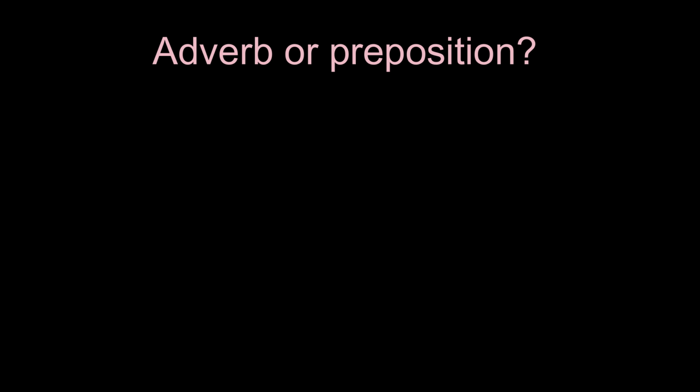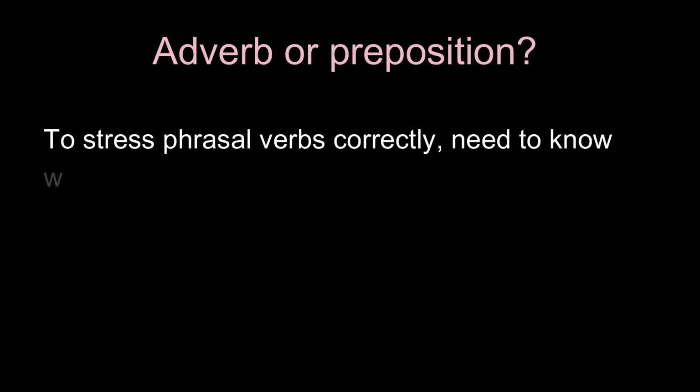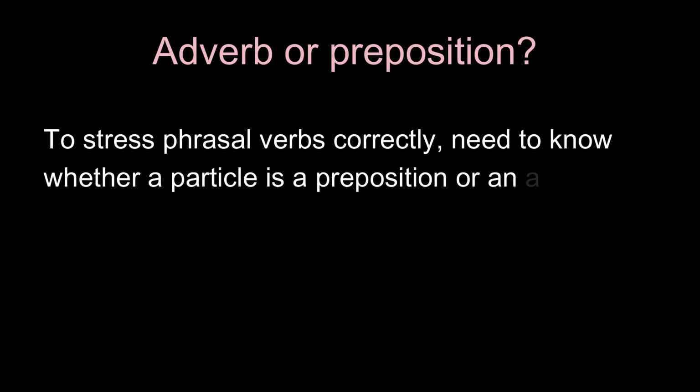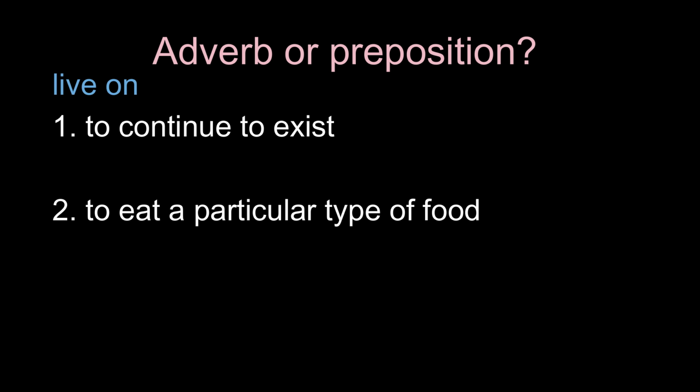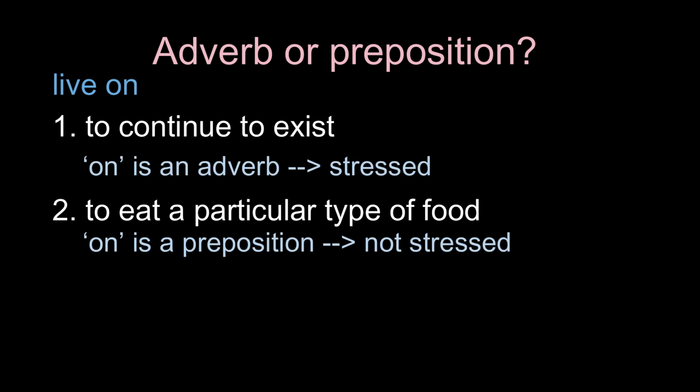Adverb or preposition. To stress phrasal verbs correctly, we need to know whether a particle is used as a preposition or an adverb. Many prepositions can function also as adverbs, and thus some phrasal verbs can appear identical, but their meanings are different. Consider live on, which can mean to continue to exist or to eat a particular type of food. For the first meaning, on is an adverb, but for the second meaning, on is a preposition.